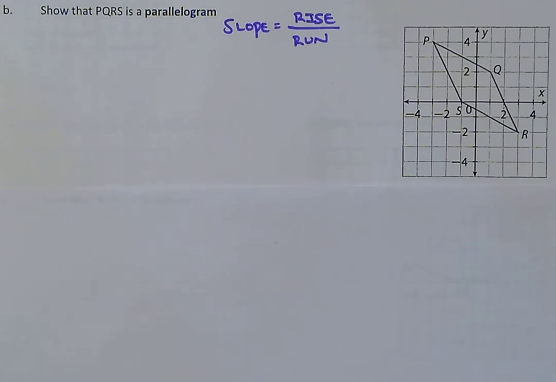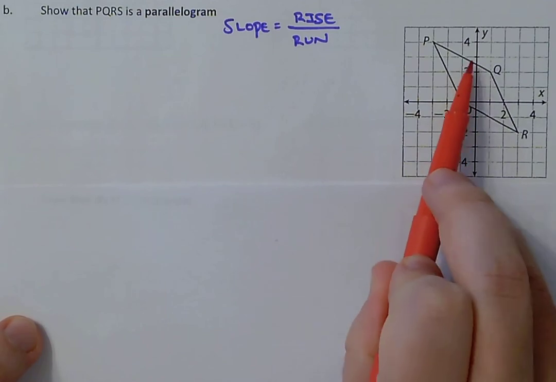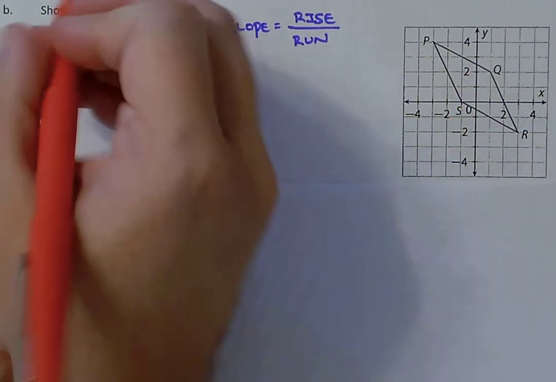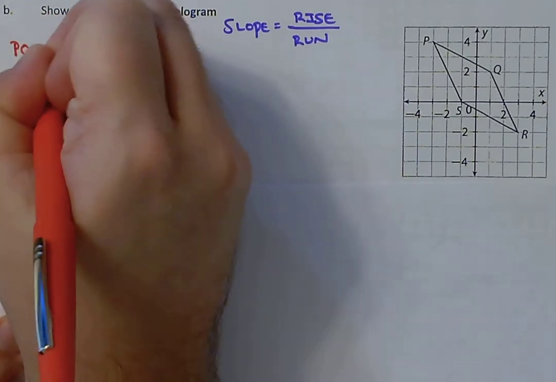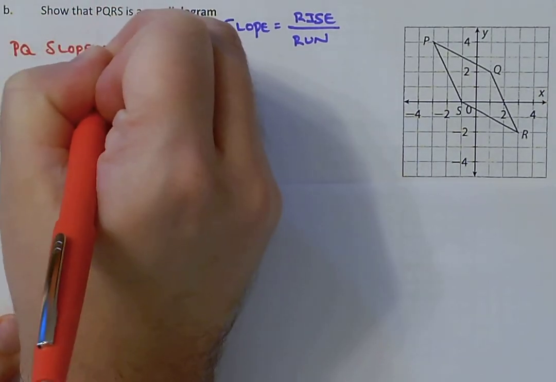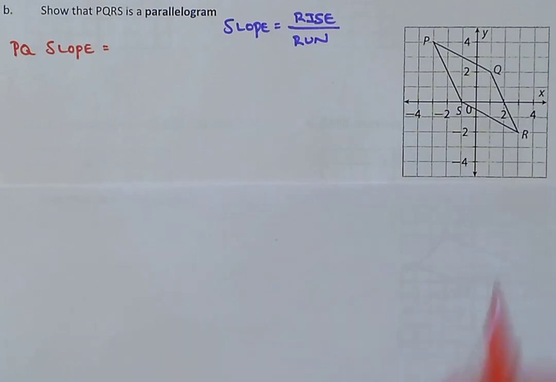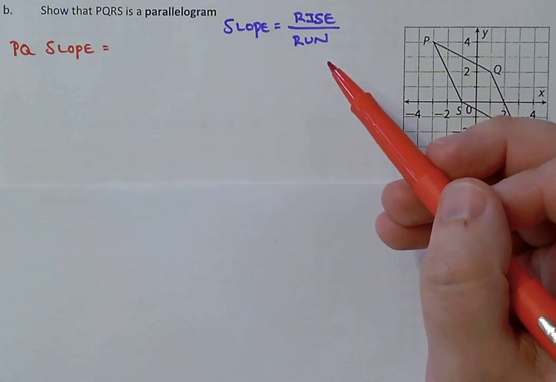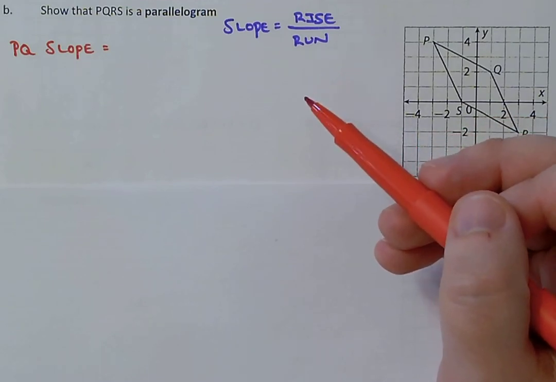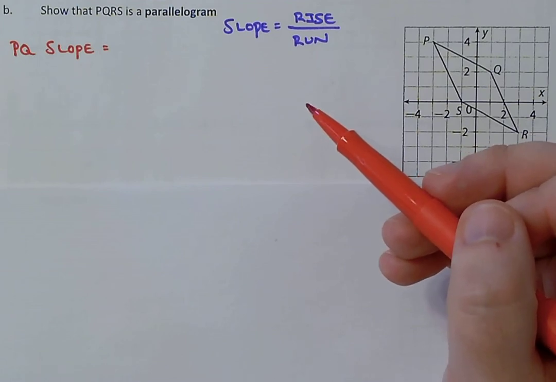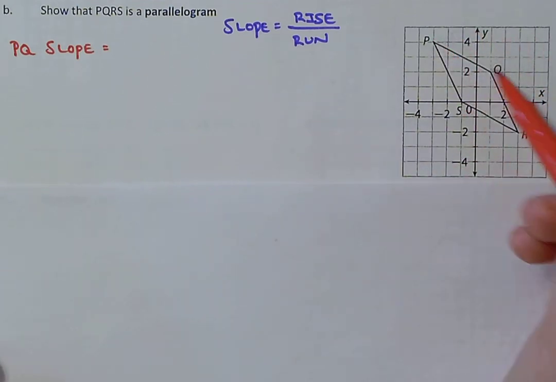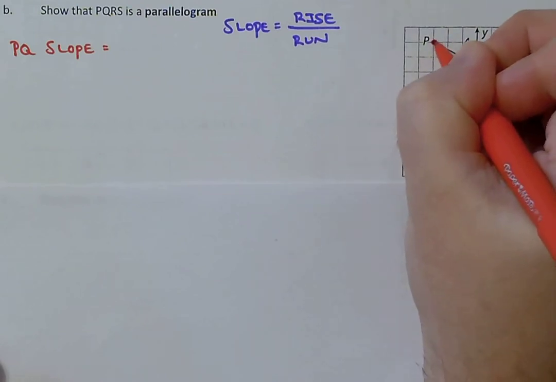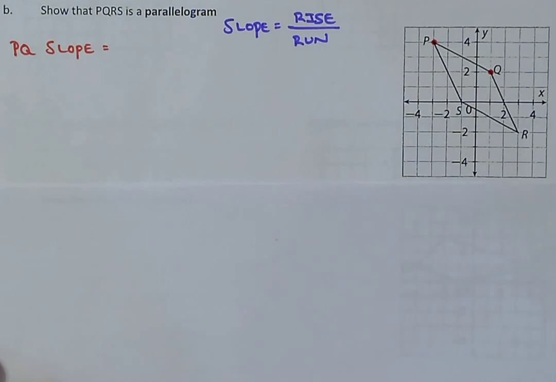So let's go ahead and jump into this. We need to figure out if PQ is parallel to SR. So let's go ahead and figure out the slope of PQ. Now, instead of using y2 minus y1 over x2 minus x1, we're just going to use rise over run. If we ever go up, that is a positive direction. Going down is negative. To the right is positive, and to the left is negative. So to figure out the slope of PQ, we need to figure out our path from P to Q. So how much do we go up or down, and then right or left.